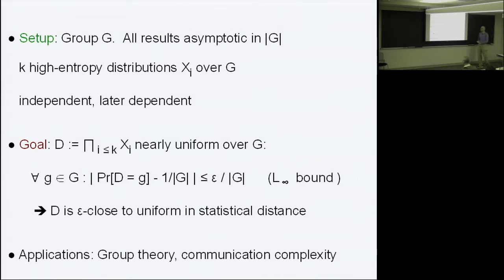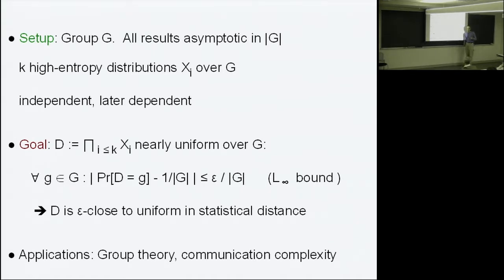So our setup is that we have a group that's going to be large, so all the results are going to be asymptotic in the size of the group, and we have a number k of high entropy distributions Xi over the group. By high entropy for this talk, you can just think of them being uniform over, say, 0.1 fraction of the entire group. These distributions are going to be independent at the beginning, and later we are going to throw in dependencies.